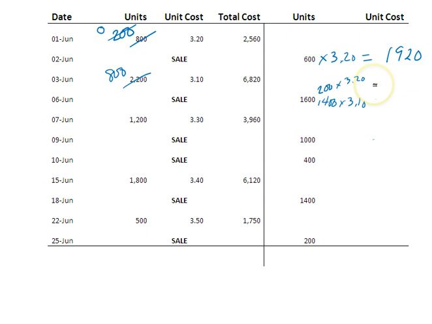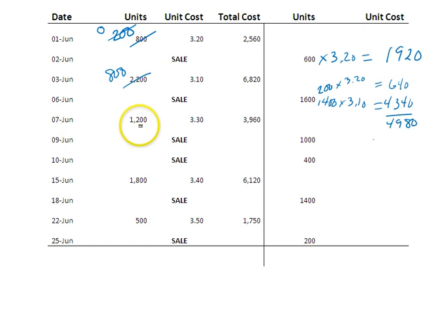So let me calculate that out. 200 times 320 is 640. And 1,400 times 310 is 4340. So the cost of goods sold for that sale was $4,980.